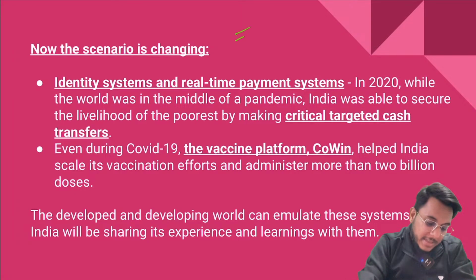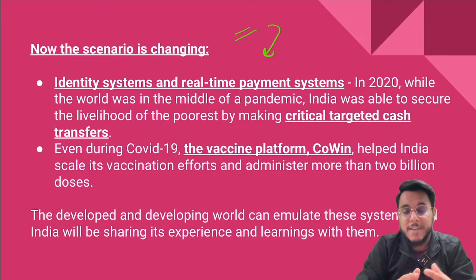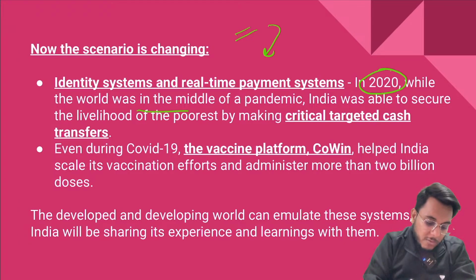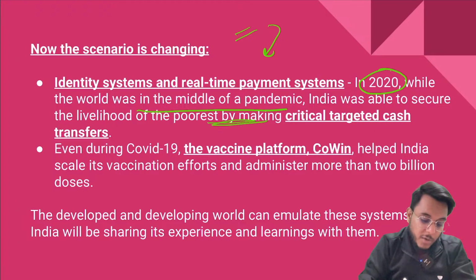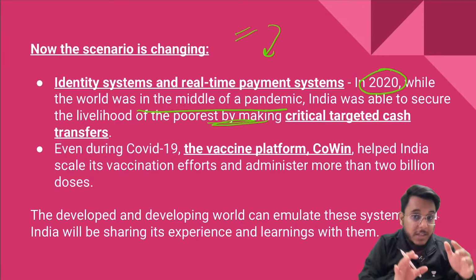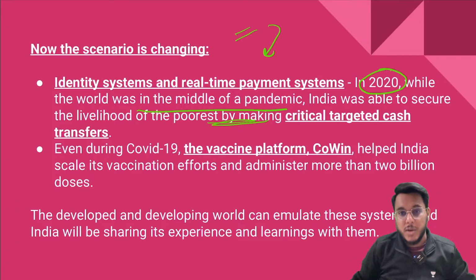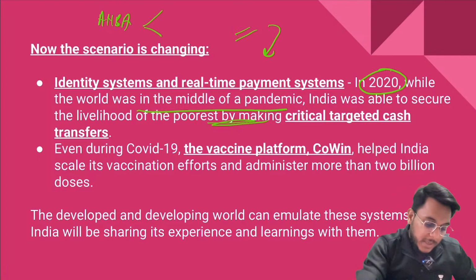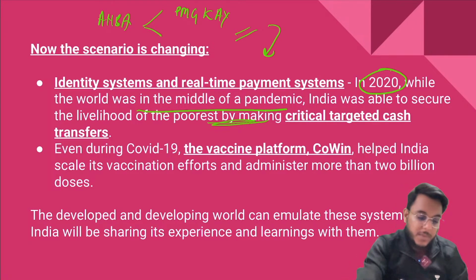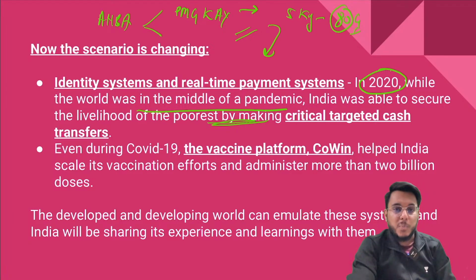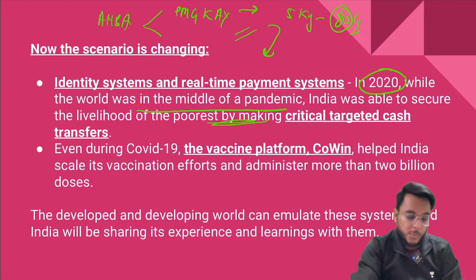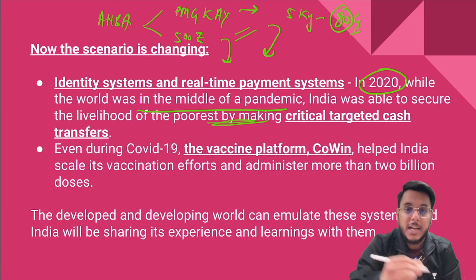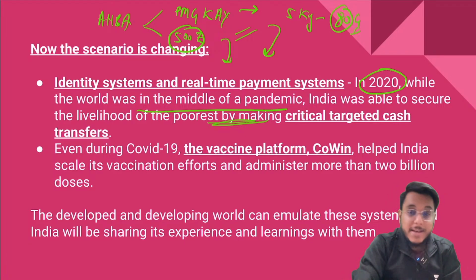Now after this, understand that the scenario is changing. If we take certain numbers, in 2020 the world was in the middle of the pandemic, but India was able to secure the livelihood of the poorest people. India was able to transfer subsidies and cash transfers even while the pandemic was going on. As part of the Atmanirbhar Bharat Abhiyan, the government started many subsidies. For example, Pradhan Mantri Garib Kalyan Ann Yojana was started, under which 5 kg of additional food grains were provided to 80 crore people. At the same time, an additional 500 rupees subsidy was transferred to vulnerable people, and that became possible only through the digital identification of the people.